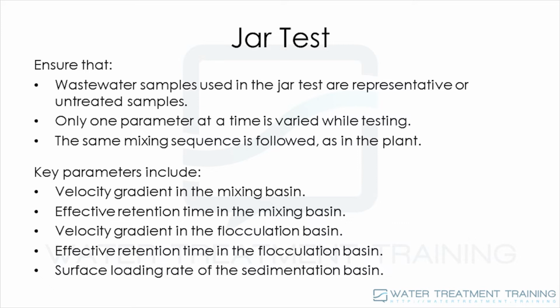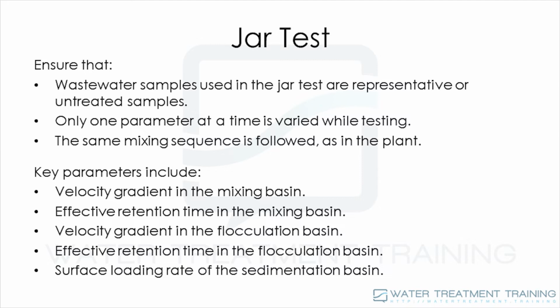In other words, if the polymer is first mixed to a certain length of piping, and then through a mixing tank, and thereafter further mixed through another length of piping, then you should determine the mixing energy in each of these three mixing modes separately, and follow that same sequence in the jar testing.